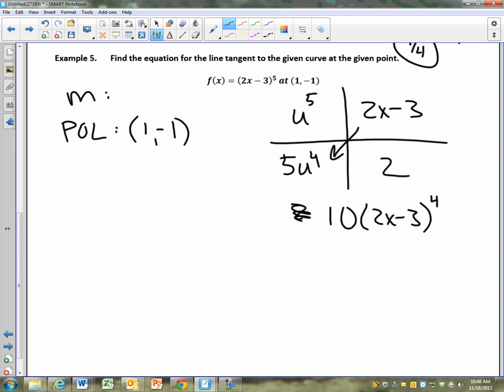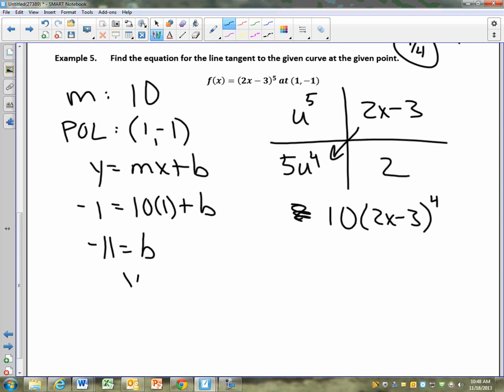What number do you plug in? You plug in 1 because that's where you're evaluating it. So we plug in 1. 2 times 1 minus 3 is negative 1, to the fourth is 1, times 10, the slope is 10. Y equals mx plus b. Y is negative 1, m is 10, x is 1. Piece of cake.